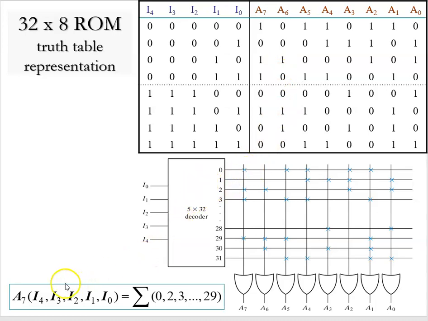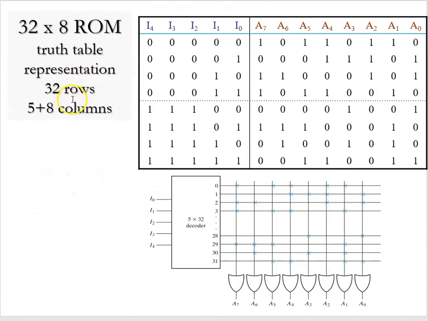So we'd program this, for example, A7 as a function of the inputs 4 through 0 is just the sum of the minterms. So in this case it looks like A7 is a 1 at 0, a 1 at 2, a 1 at 3, and then a 1 at 29, and in here is whatever it is. So we could represent it as a sum of minterms, and our ROM programmer just needs to receive this truth table.